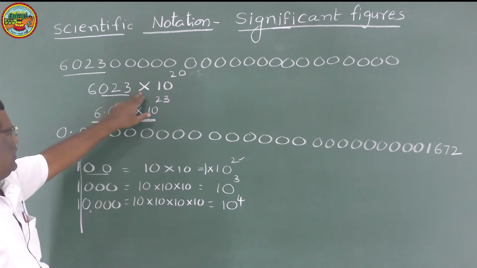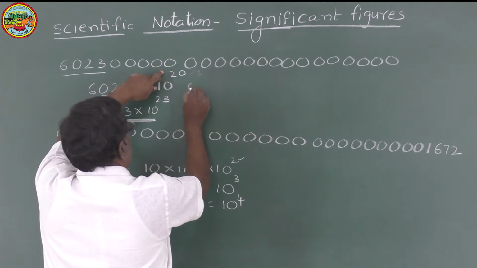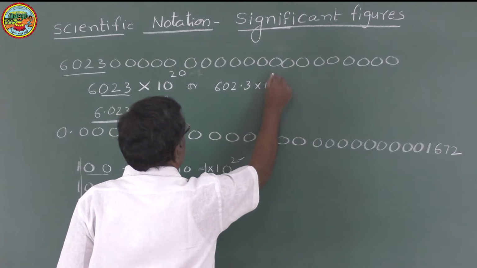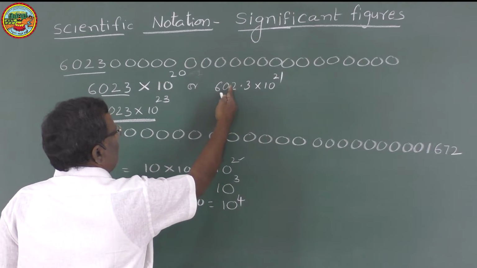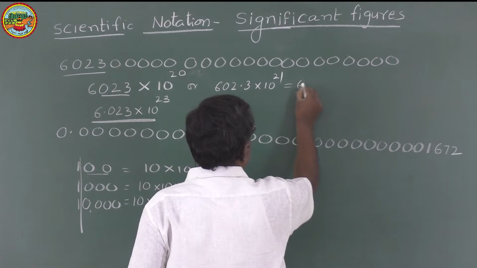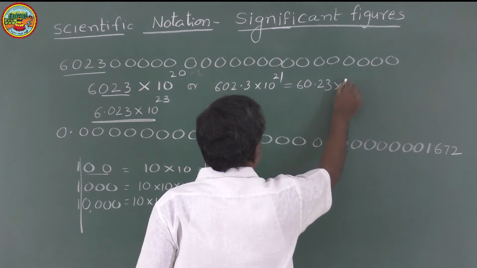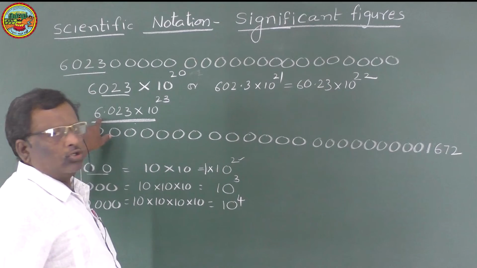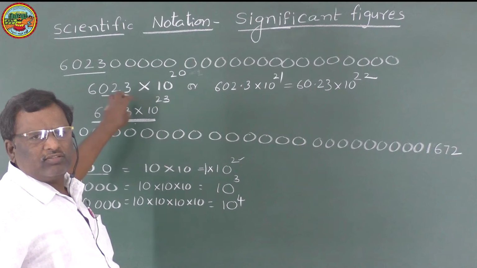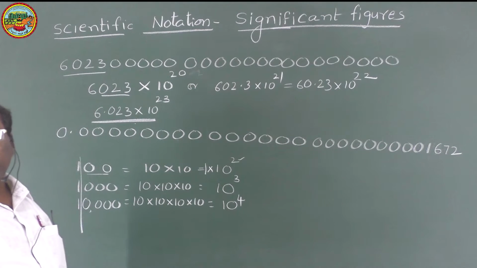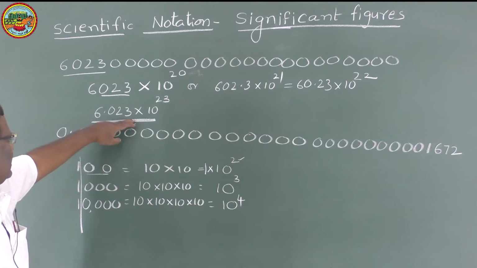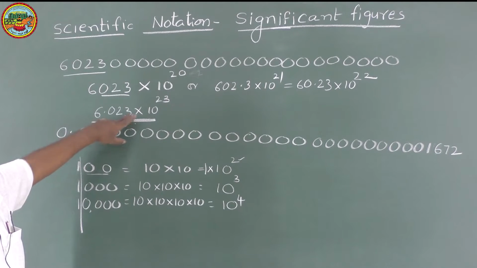This means 6023 into 10 to the power 20, or you can write it as 602.3 into 10 to the power 21, or it can also be written as 60.23 into 10 to the power 22, or you can write it like this, 6.023 into 10 to the power 23. This method of expression is said to be the scientific method of expression. So the large number can simply be written like this.